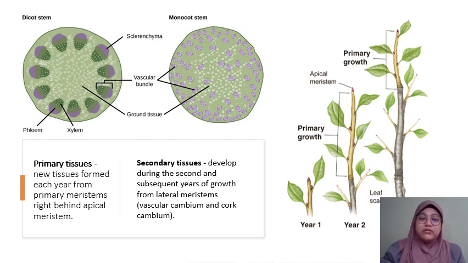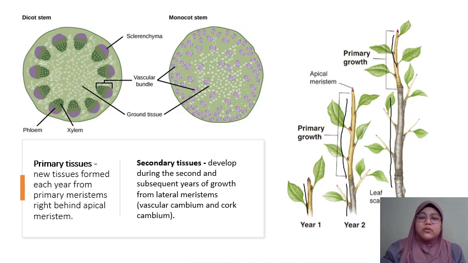So primary tissues are new tissues formed each year from primary meristems right behind the apical meristem. So here would be the primary growth. Second year here and third year here. And secondary tissues develop during the second and subsequent years of growth from lateral meristems. So from the primary growth, it becomes secondary here and secondary here in the third year.